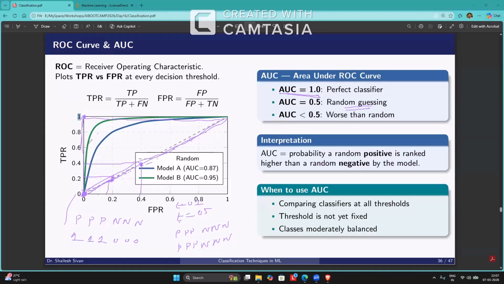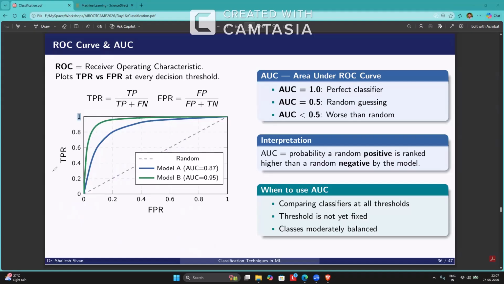So all curves above this line are actually a good classifier, and this is a random classifier. And going below the line means our model has not at all learned about our data. We are getting almost all false predictions for this.